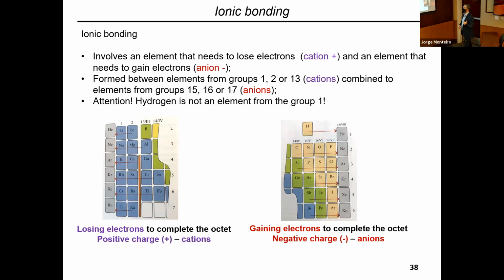Characteristics of ionic bonding. First of all, it involves an element that needs to lose electrons, and we are going to label this element as a cation, has positive charge, and an element that needs to gain electrons. And this element that gained electrons we will label as an anion, has negative charge. Therefore, the composition of an ionic compound will have elements from groups 1, 2, or 13. Those are going to be the cations. Combined with elements from groups 15, 16, or 17, and those are going to be the anions. Okay, attention here. Hydrogen is not an element from the group 1. Okay, hydrogen does not belong to the group 1.